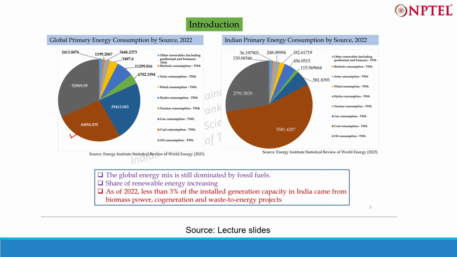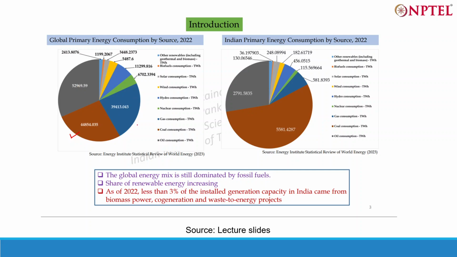And then the second thing is oil consumption. Almost, if you see the oil consumption levels, Indian oil consumption levels are very similar to whatever we see for global oil consumption. But for coal, there are certain differences.